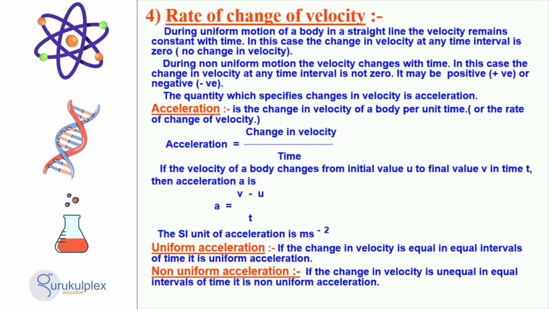Acceleration is the rate of change of velocity of a body during non-uniform motion. It is measured by calculating the change in velocity in relation to time and is expressed in the SI unit m s⁻². It can be either uniform or non-uniform. Uniform acceleration is when the change in velocity is equal in equal intervals of time, and non-uniform acceleration is when it is unequal.